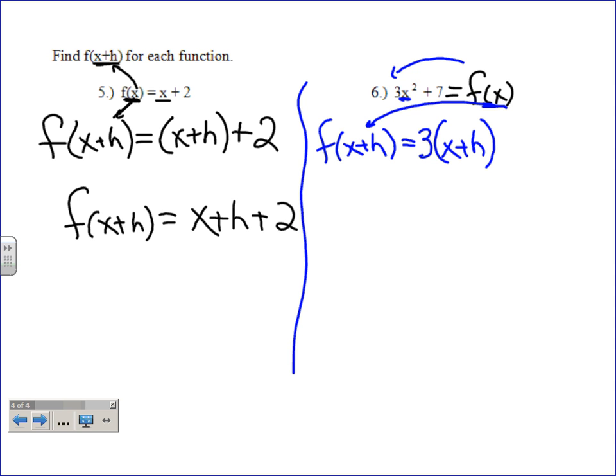But what was being done to the previous x? It's being squared. So what do I have to do to x plus h? I have to square it. Okay, so this square just follows right down there. Then there's a plus and a 7.